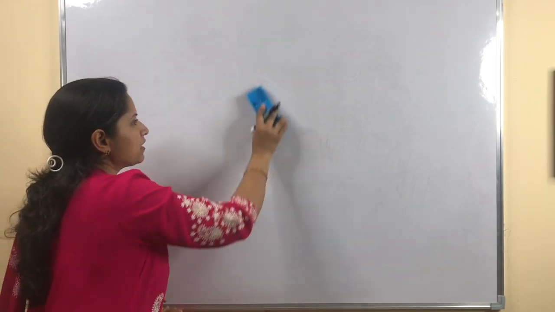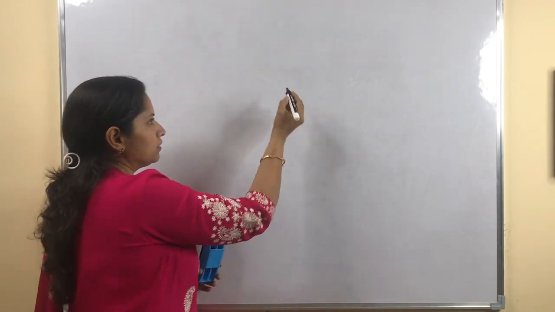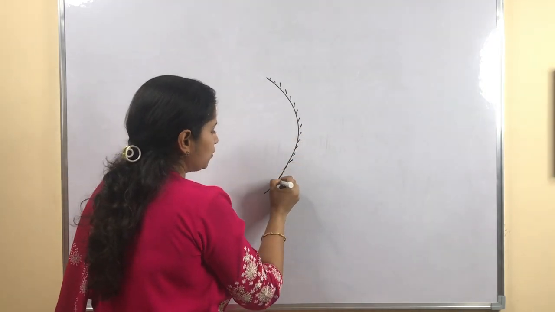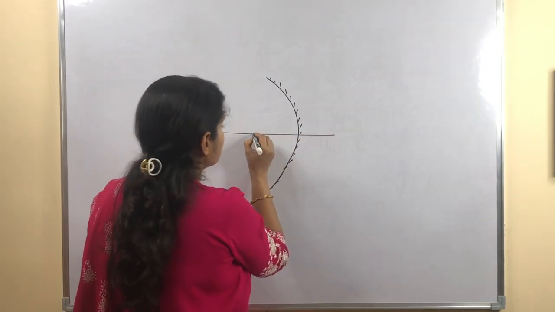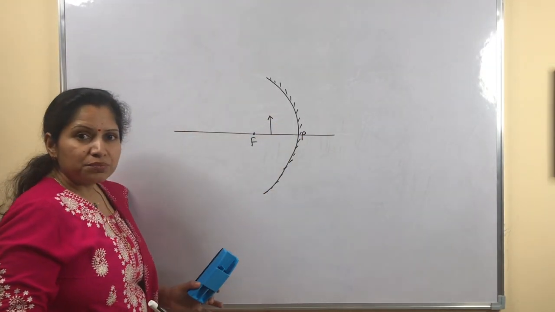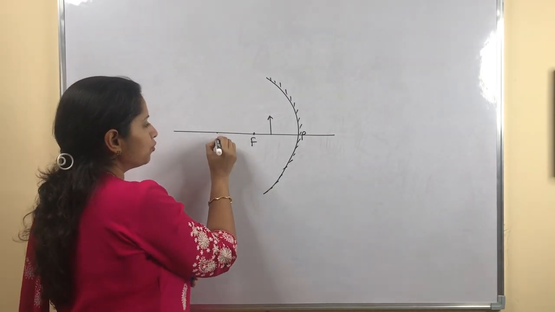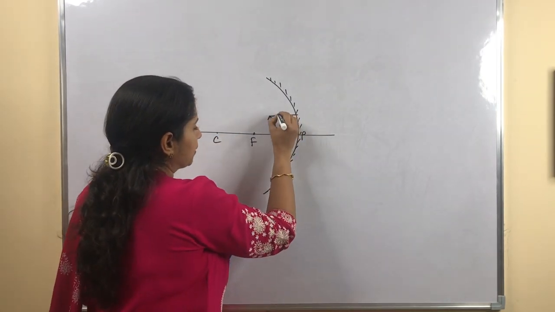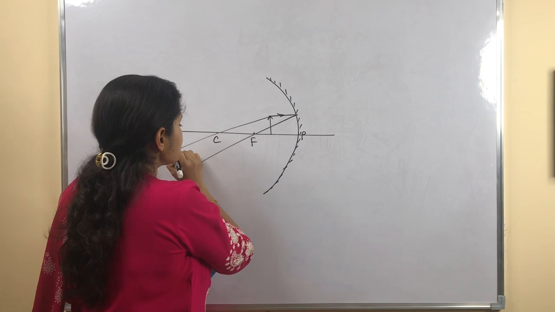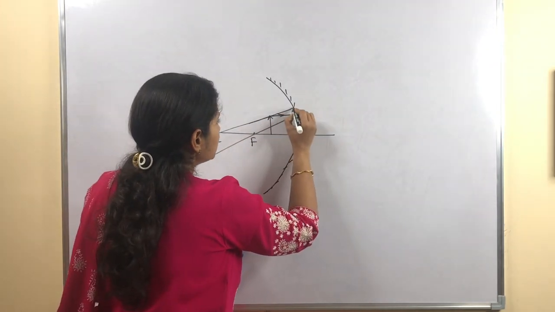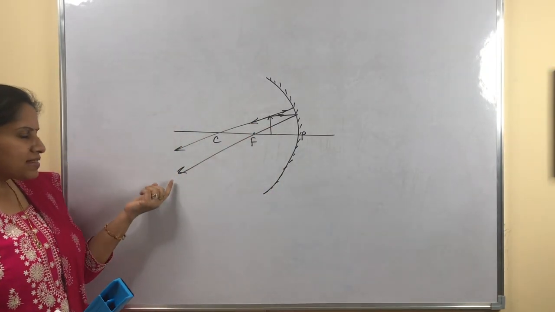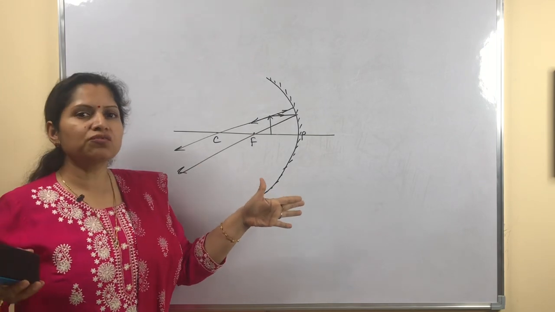Now we will be placing our object even closer. That is, now we will be placing the object between pole and focus. This is our focus, this is our pole. We are placing the object even closer between pole and focus. One of the light rays coming parallel after reflection passes through the focus. Another ray of light passing through center of curvature will retrace its path, and these two light rays are appearing to be diverging from each other.